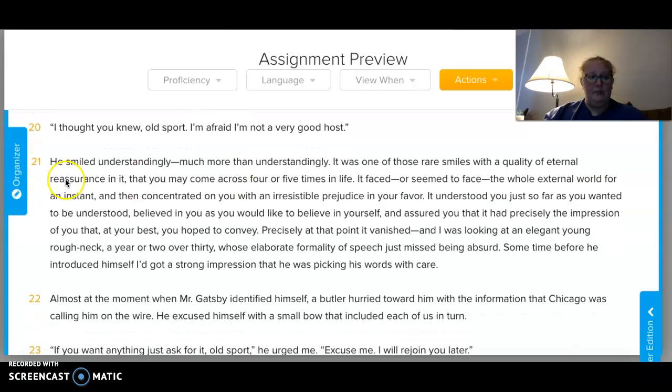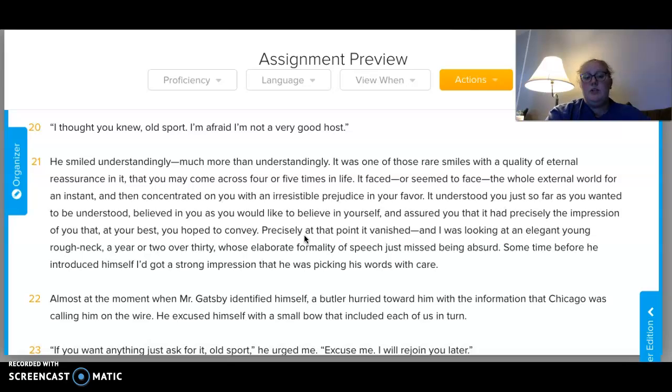Paragraph 21: He smiled understandingly, much more than understandably. It was one of those rare smiles with a quality of eternal reassurance in it that you may come across 4 or 5 times in life. It faced or seemed to face the whole external world for an instant, and then concentrated on you with an irresistible prejudice in your favor. It understood you just so far as you wanted to be understood, believed in you as you would like to believe in yourself, and assured you that it had precisely the impression of you that, at your best, you hoped to convey.